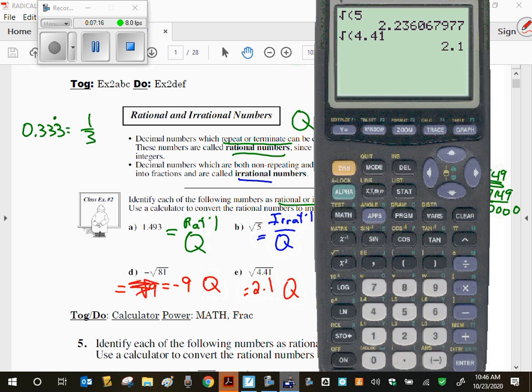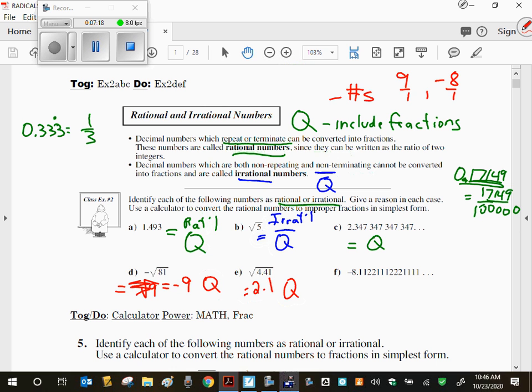And lastly, F. Who thinks F is rational? Who thinks F is irrational? Usually it's 50-50. They're trying to trick you on F. If it was repeating, it would be 1, 1, 2, 2, 1, 1, 2, 2, 1, 1, 2, 2. So this is not repeating. This just goes on forever. So this is Q bar, irrational.